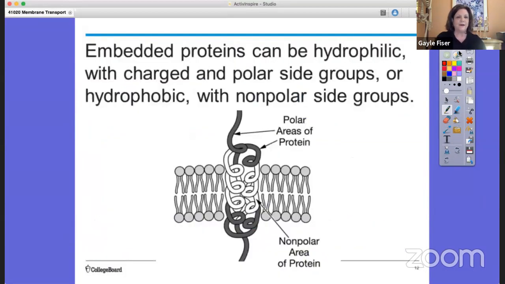Embedded proteins can be hydrophilic with charged and polar side groups, or hydrophobic with non-polar side groups. This looks like an alpha helical structure, right? The R groups of the amino acids in this area would have to be non-polar to be in this area. That's what this is saying. And the amino acids in this area are the polar amino acids, to be able to be out here in the polar area where there's water. And same here.